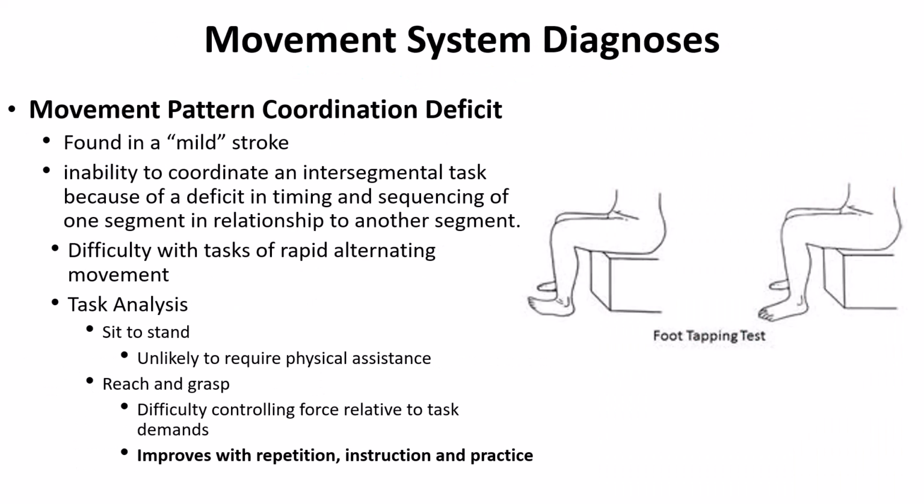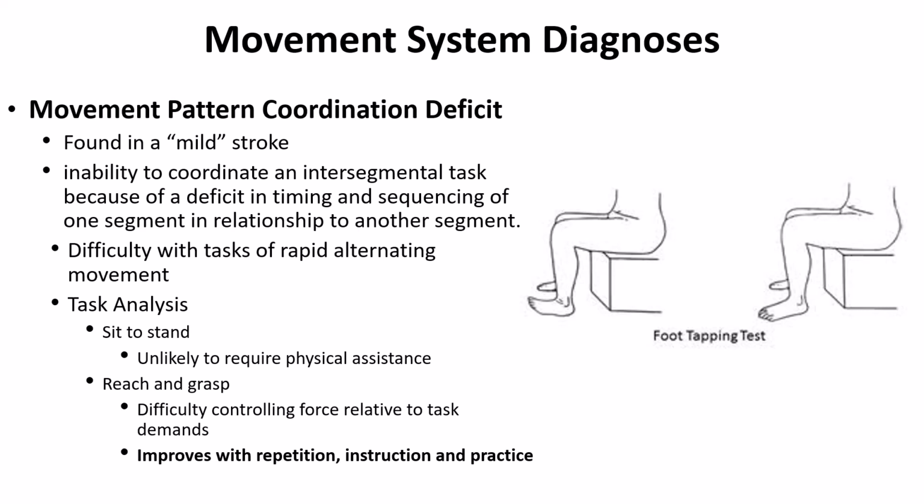Okay, another movement system diagnosis, and this is just a movement pattern coordination deficit in patients post-stroke. This would be a patient with a very mild stroke. Their strength is fairly good, but they're going to have difficulty with the speed and timing of movements. And a standard test that you can use to identify this problem is just a foot tapping test. This is the dysdiadochokinesia that we've talked about previously, looking at coordination.